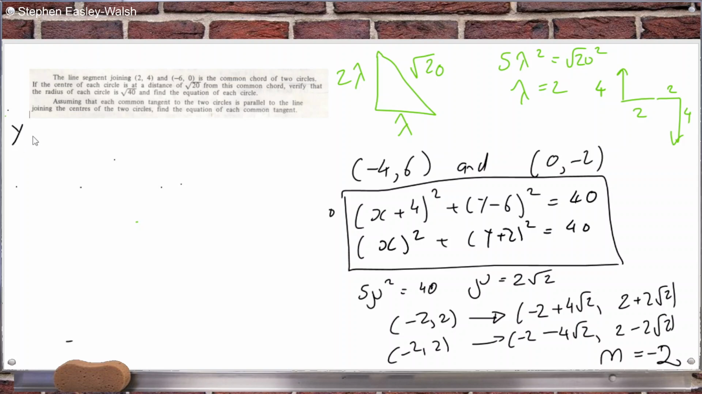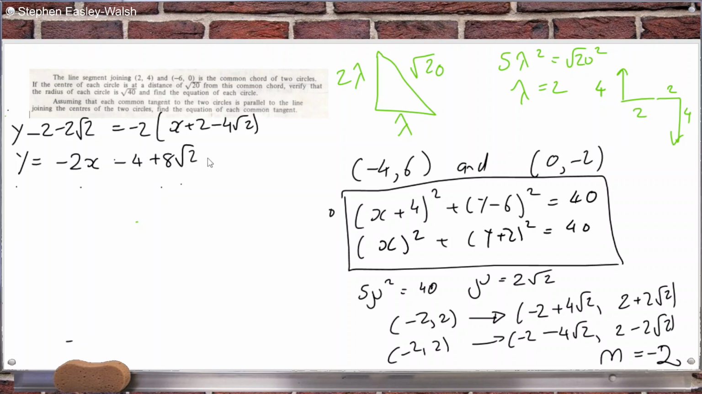Y minus y1, that's x1, Stephen. Y minus y1 equals m times x minus x1. You could clean this up a little bit. Y equals minus 2x minus 4 plus 8 root 2 plus 2 plus 2 root 2. Y equals minus 2x minus 2 plus 10 root 2.